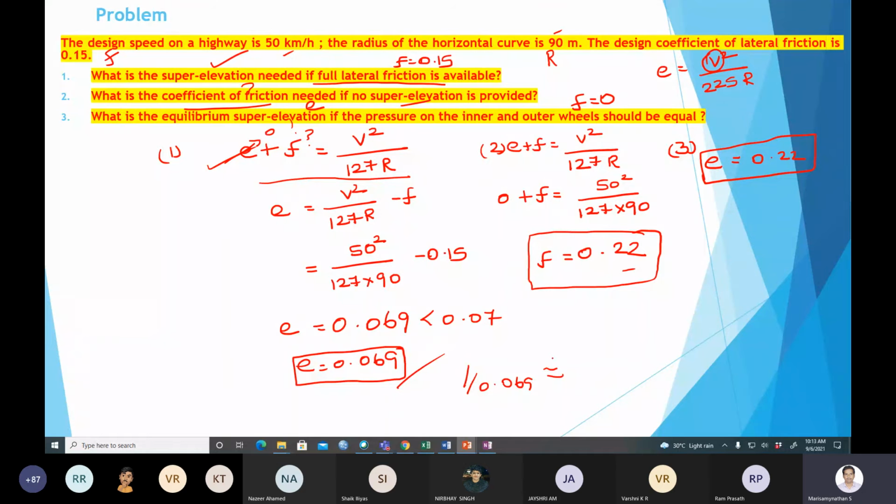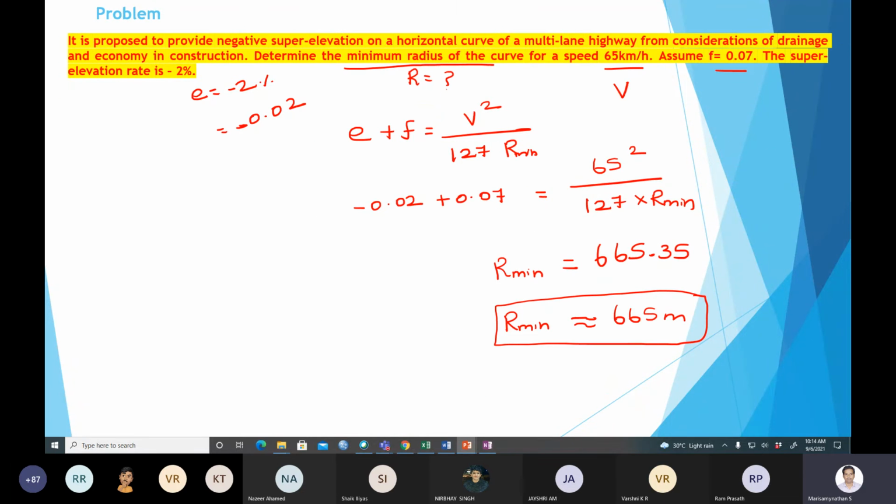So 1 divided by 0.069, I'm getting 14.49, so maybe I assume 14.5. So 1 in 14.5. Sometimes they might give this in the solution, so check in what way they have given it: 0.069, or 6.9 percent, or 1 in 14.5. These three ways can represent the value of the super elevation. So this is complete, detailed knowledge about super elevation. I'm sure you will get thorough knowledge for estimating and designing the super elevation.